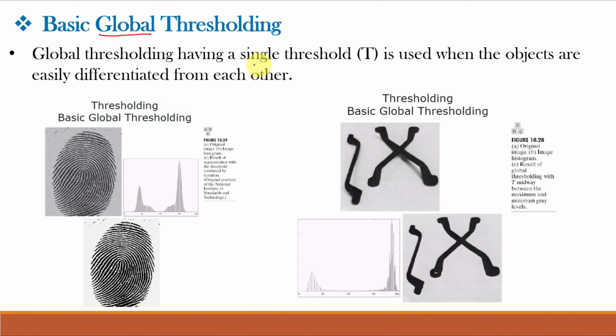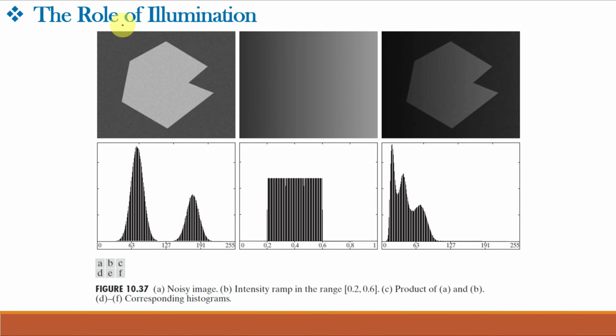Global thresholding has a single threshold value t, and it is used when the objects are easily differentiated from each other. As we can see in this figure, these two intensities are easily differentiated by choosing a threshold over here, and also these two objects can be easily differentiated from the background, ignoring this shadow, by choosing some threshold over here. So from the histograms we can see that we can easily use global thresholding as the objects and the backgrounds are separated. But it is also important to take into consideration the role of illumination. Say this is the noisy image which we want to threshold. The histogram of this image is like this, and from the histogram we can see that it can be easily thresholded using global thresholding.